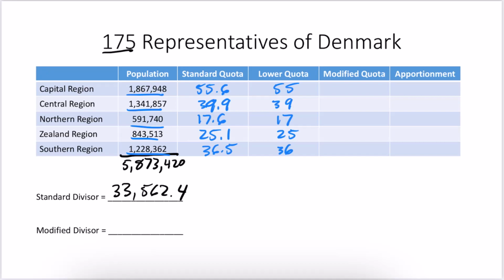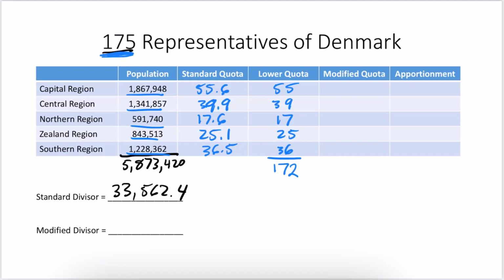Because again, the standard quotas represent how many representatives each region should get, but you can't have a decimal of a representative. And so our lower quotas, when we add these representatives up, add up to a total of 172 representatives. But we have 175 representative seats available. And so we need to figure out how we're going to assign those extra 3 seats. And with Hamilton's method, you do it based on the decimals.